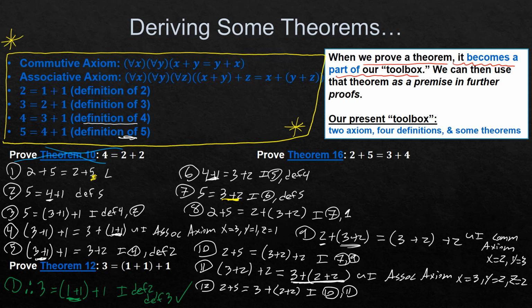And then look, we do know that 2 + 2 is 4 by theorem 10. So theorem 10 is in our toolbox. Thus, for line 13, it therefore follows that 2 + 5 is equal to 3 + 4 by the identity with lines 12 and theorem 10. And we approved theorem 16.